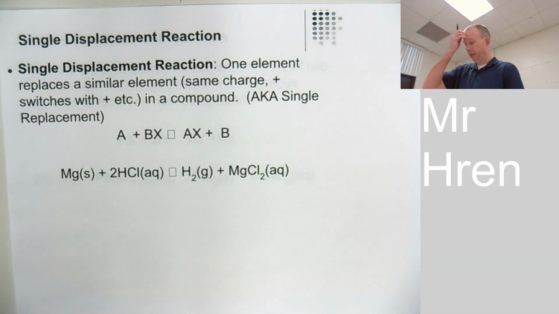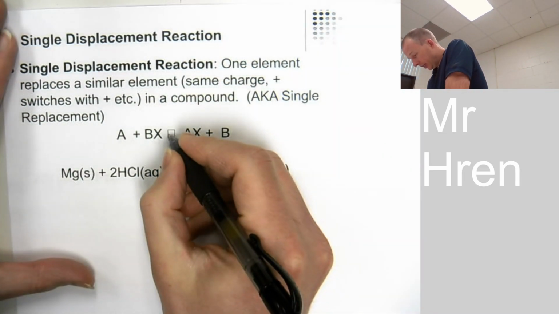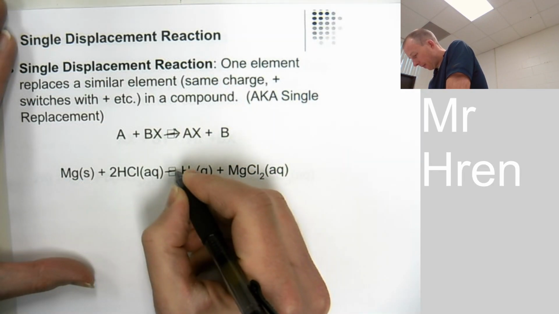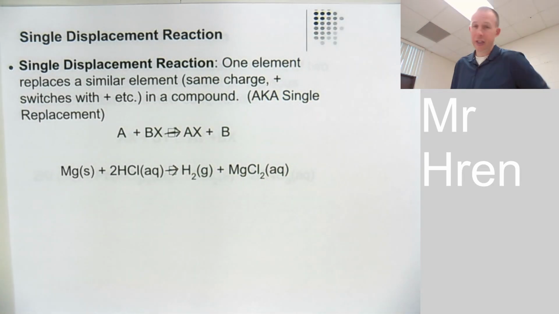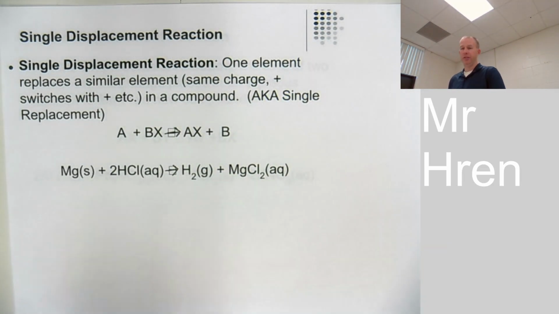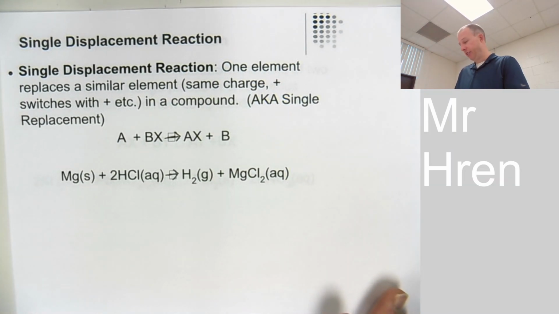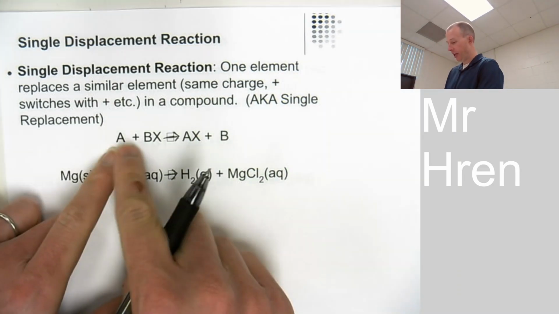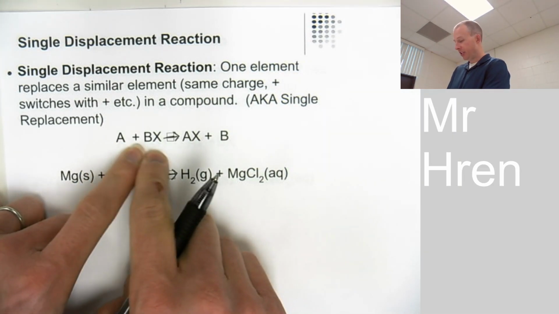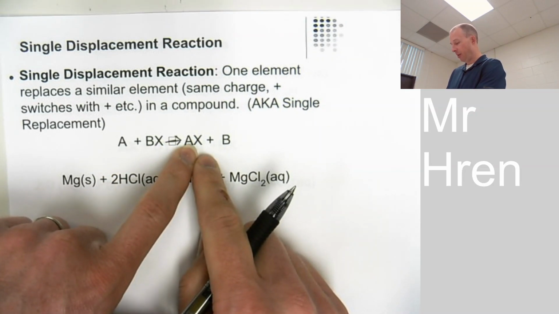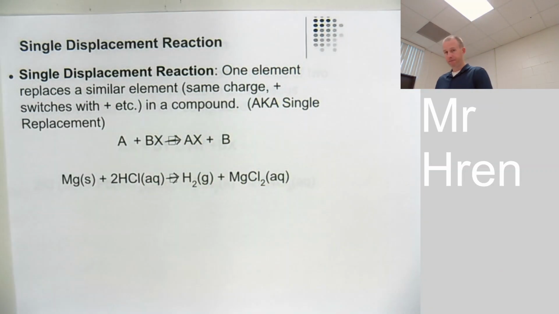Now, single displacement reactions. This is where it starts to get a little more confusing, a little more challenging. But once you get the hang of this and once you do some of these practice ones, it won't be a problem at all. Basic idea for a single displacement reaction is this. You'll notice that you have a single element plus a compound. All right, that's going to react. It's going to produce a compound plus another single element.